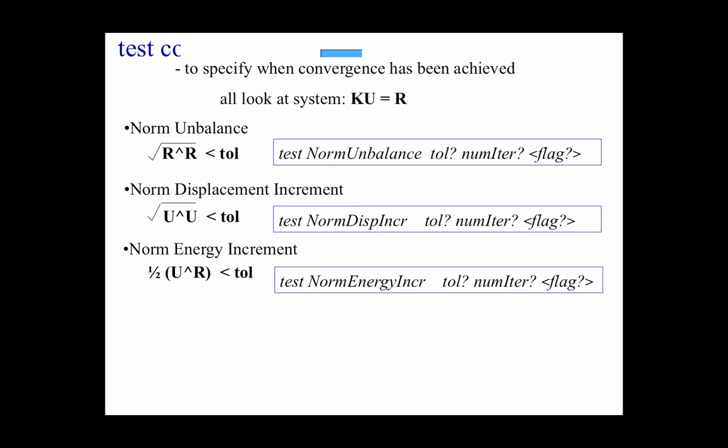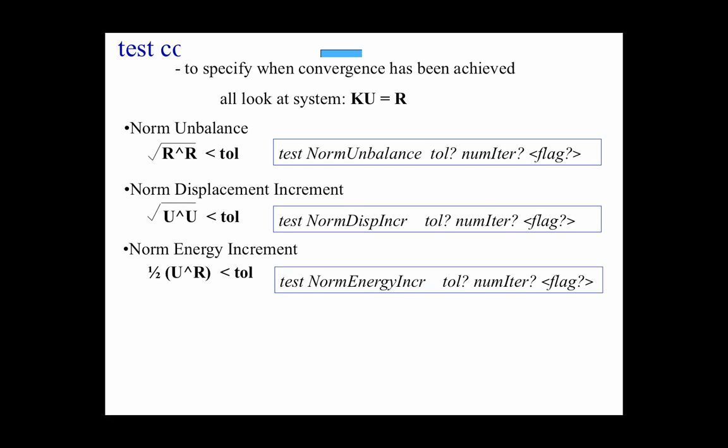So the first and simplest one to explain is the convergence test. There are three basic ones. We want to have a look at the norm of the imbalance, the norm of the displacement increment, and the norm of the energy increment. Now in all these convergence tests, it's actually looking at the system of equations, that AX equals B matrix. It does not actually go to the nodes or go to the elements and ask for energy. It doesn't go to the nodes and ask for nodal displacements. It just goes to that system of equations and asks for either the x vector or the b vector.